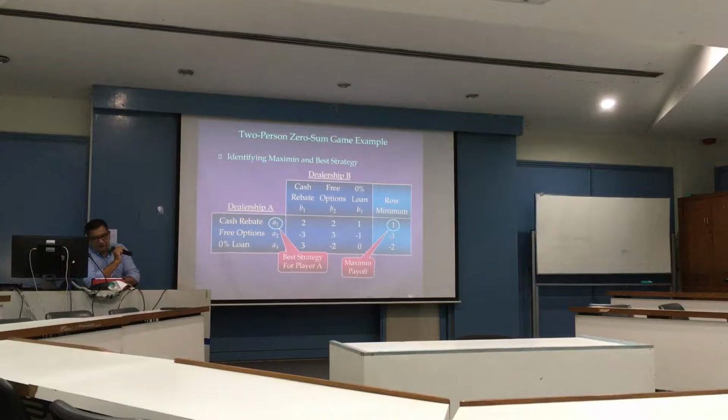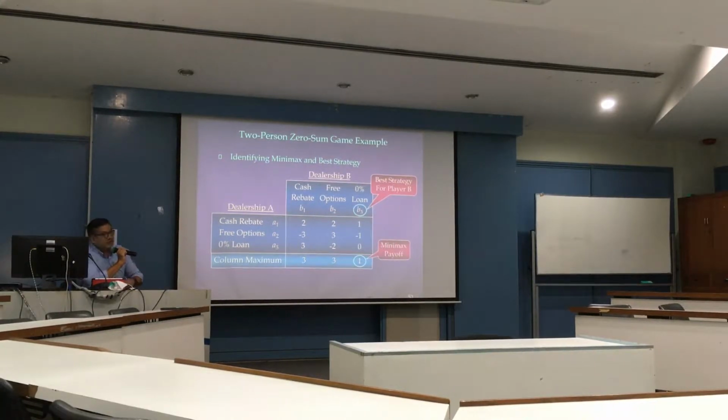On the other hand, for the same concept, if we look at the side of dealership B, we can apply the concept of minimax. In this case, we select company B and strategy B3. It means that no matter which strategy, A1, A2, or A3, dealership A chooses to get market share from you, if you apply strategy B3, you can guarantee a loss of just a maximum of 1% of the market share.